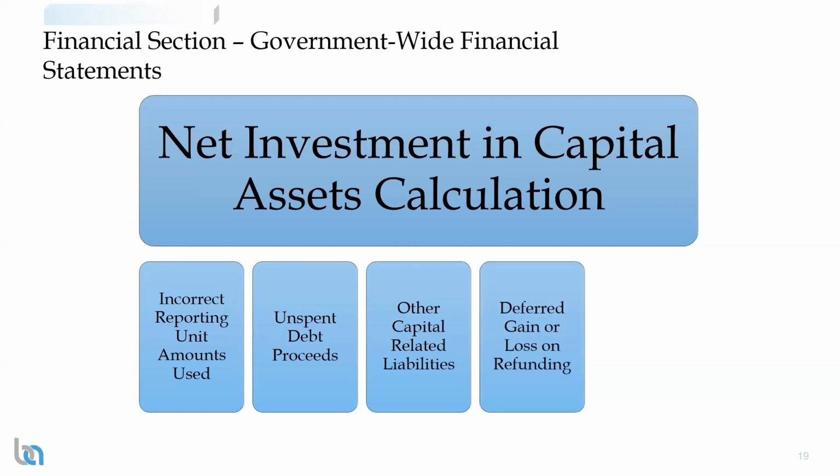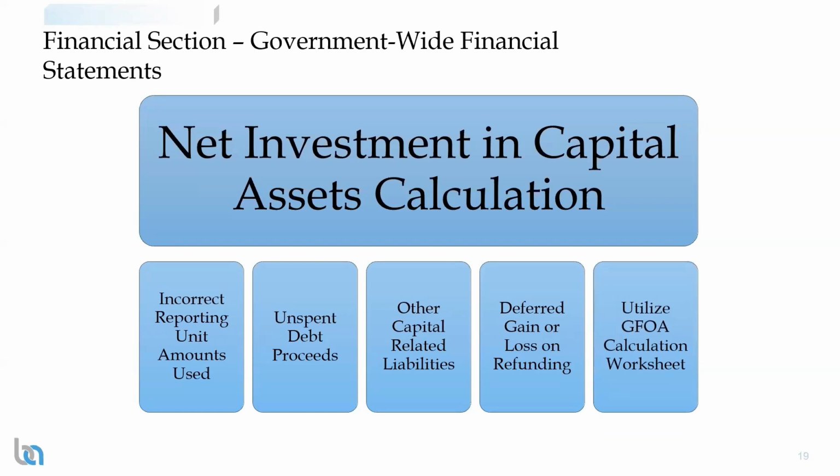Okay. Consideration of deferred gain or loss on refunding. If the refunding debt is refunding a debt that was originally capital, the refunding debt takes on the nature of the debt that is being refunded. So if you had a debt that was issued to build a bridge and then you refunded that debt, the refunding debt is a capital debt as well. And the gain or loss on refunding should also be included in this calculation.